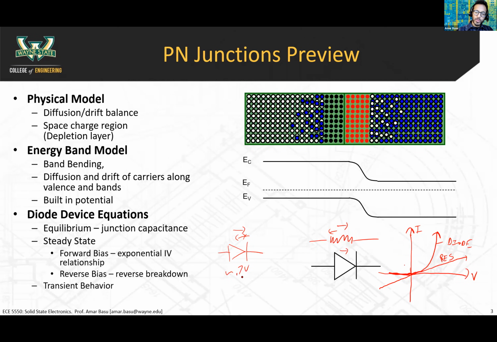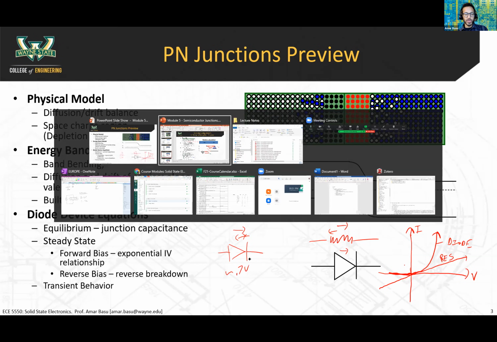And this 0.7 volt drop is sometimes used as a shortcut by circuit designers. It's a good rule of thumb. Roughly, when the diode is on, there'll be roughly a 0.7 volt drop across it. And that 0.7 volts is for silicon. For other materials, that number will change.